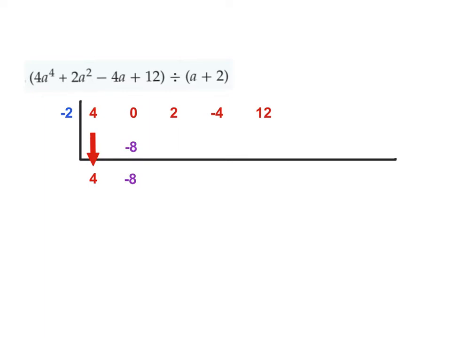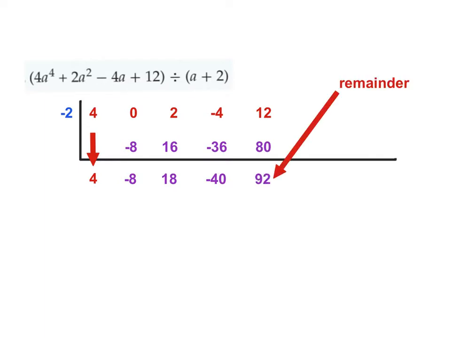So my next move is to multiply. Negative 2 times negative 8, that is positive 16. Combine those, what do I get down here? 18. So now I do it all over again. Negative 2 times 18, what's that? Negative 36. Combine those, what do I get? Negative 40. Multiply again.